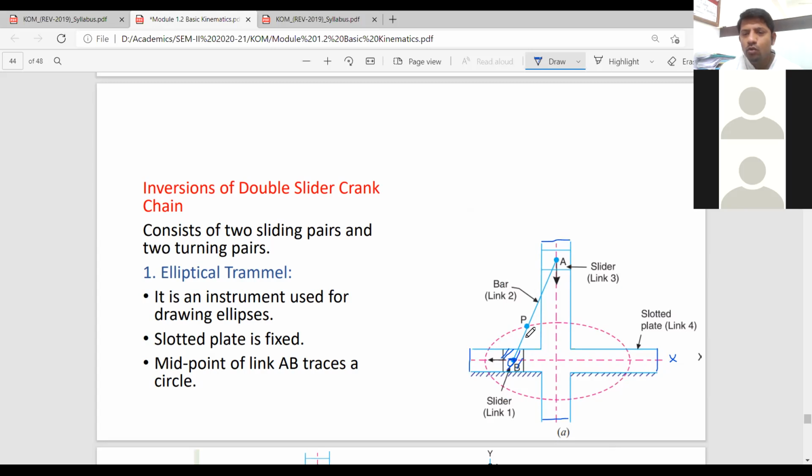Okay, so now link 2 can only turn about point B. It is because one point of link 2 is pivoted at point B, right? Okay, so link 2 can turn about point B. If you give turning motion to link 2, what kind of motion will be given to the slider, that is link 3, and the slotted plate, how they will move?